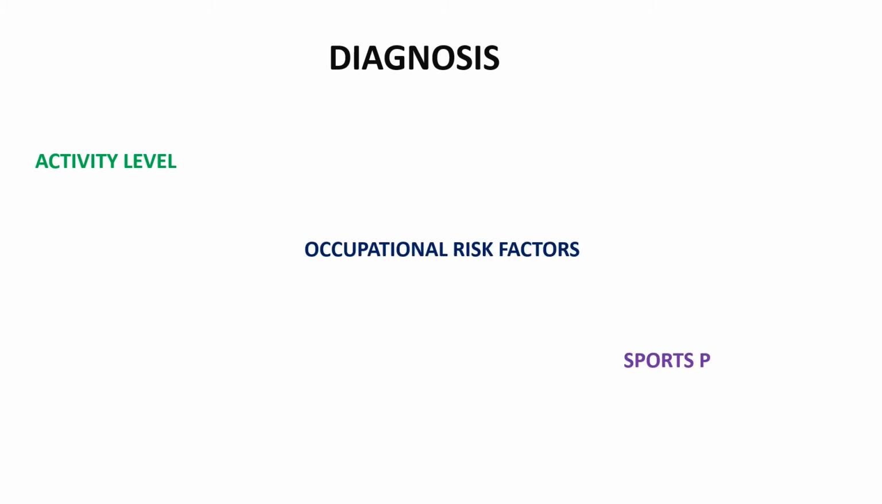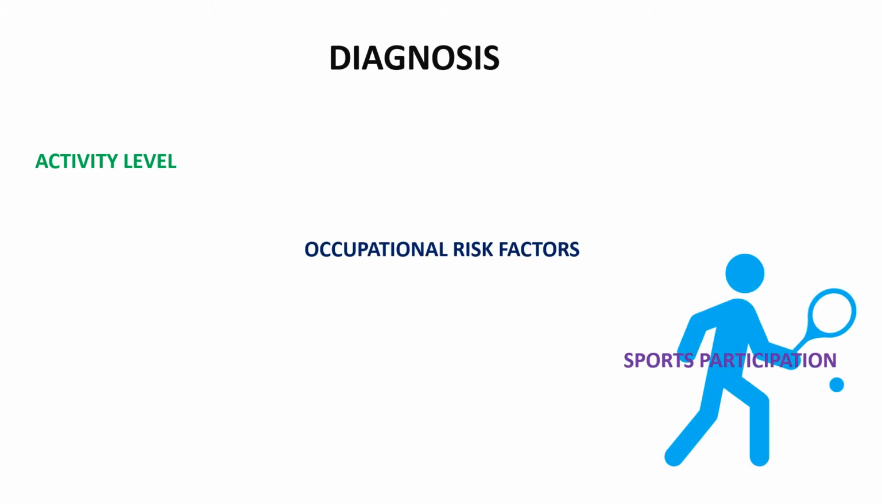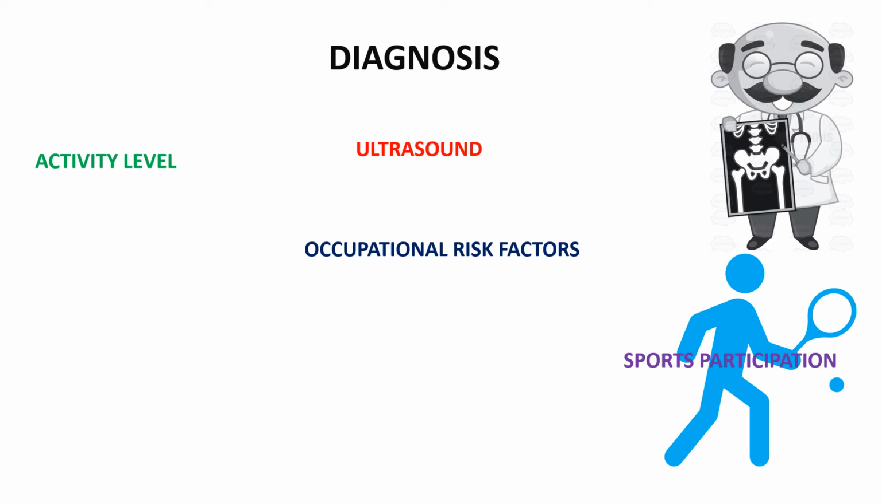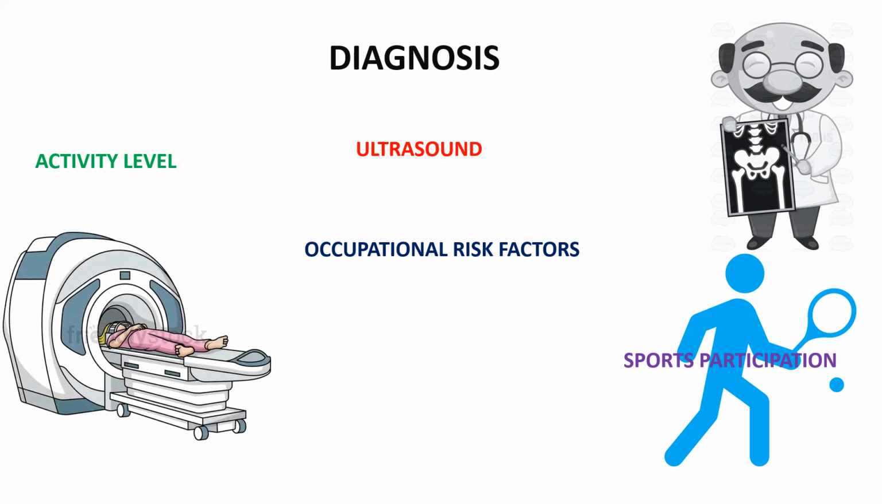Now I'll tell you about the diagnostic procedure of tennis elbow. The diagnosis starts with asking about activity levels, occupational risk factors, sports participation, and other medical problems. Other methods of diagnosis are plain X-ray, ultrasound, MRI, and EMG to rule out nerve compression.